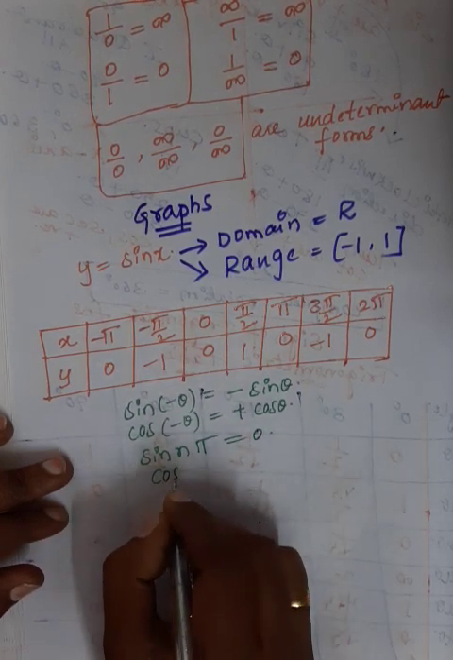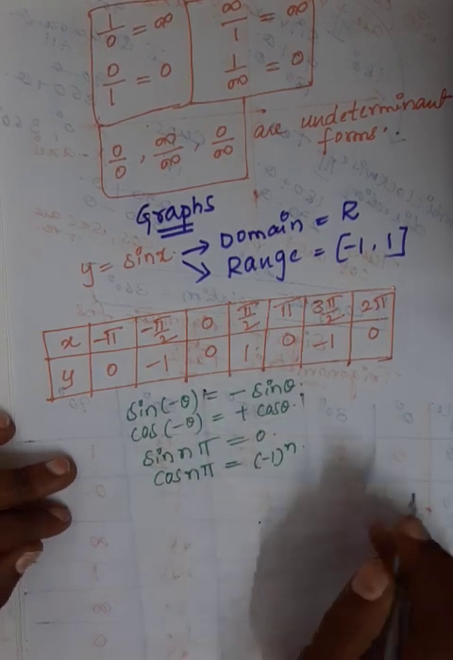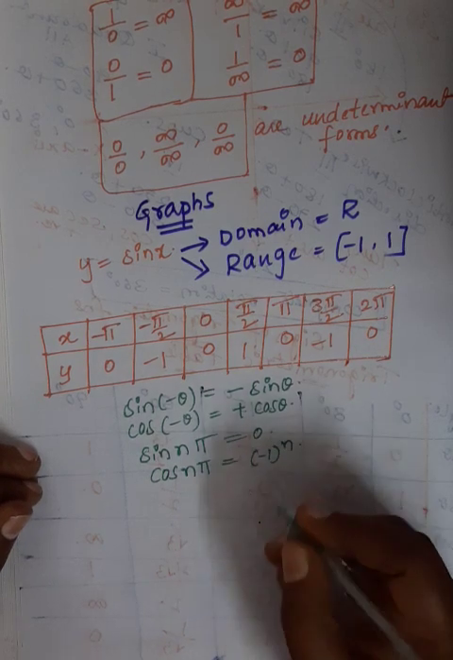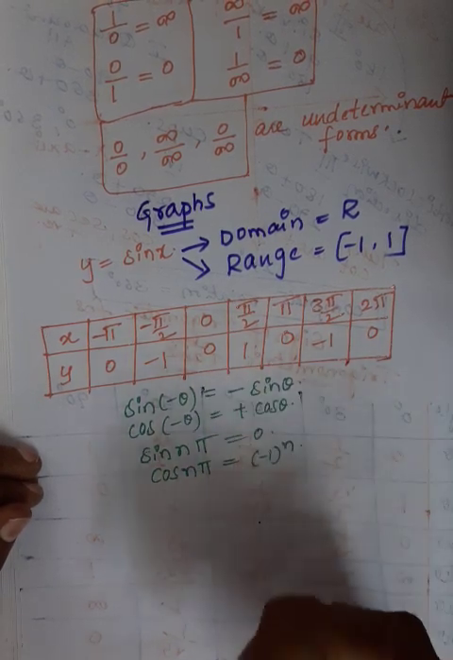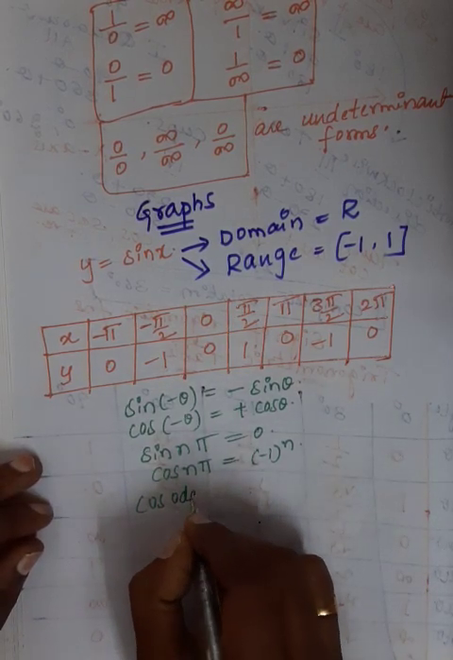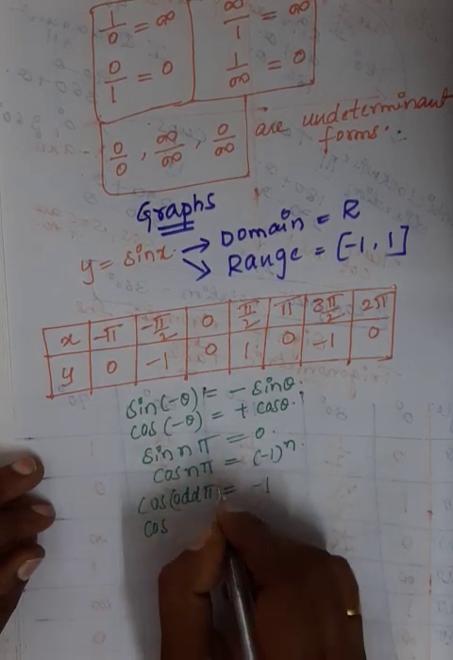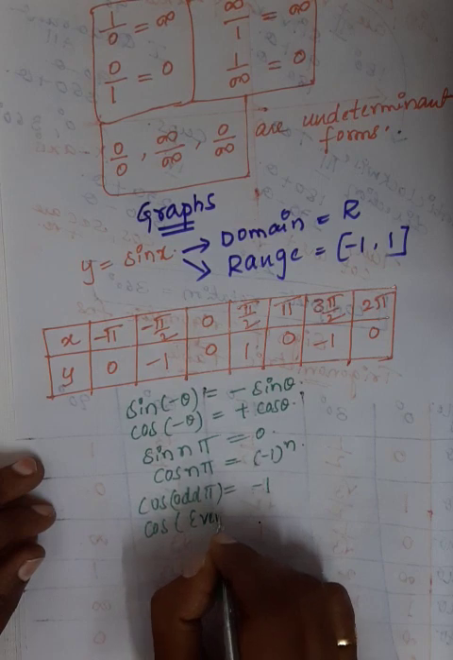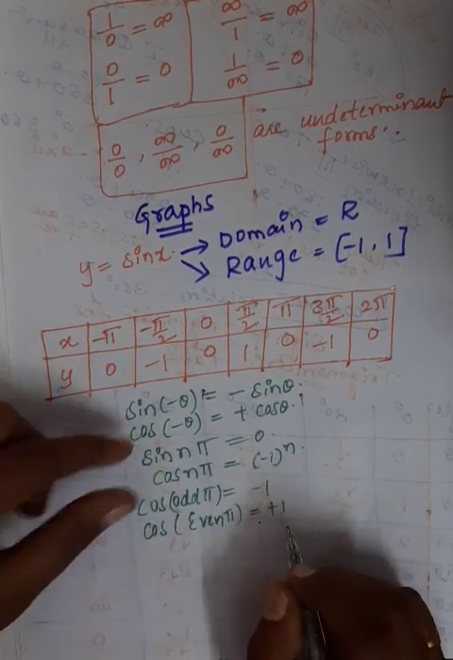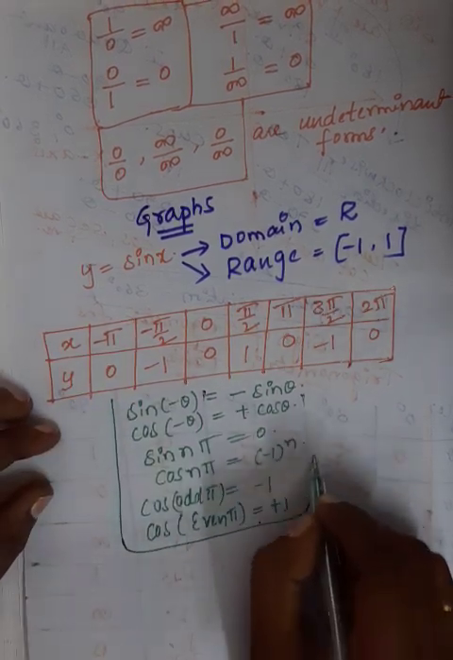Cos n pi is equal to (-1) to the power n. So if you put n equal to 1, you will get -1; n equal to 3, -1; n equal to 5, -1; n equal to 7, -1. And cos of odd pi's is equal to -1, cos of even pi's is equal to +1. But in sin, whatever pi there is, the value is always 0. This is very important in order to solve your questions.